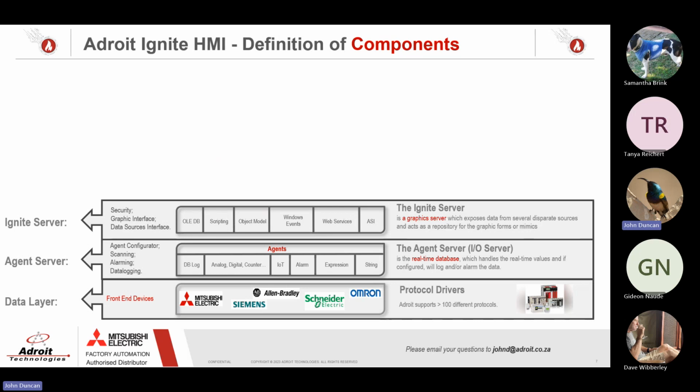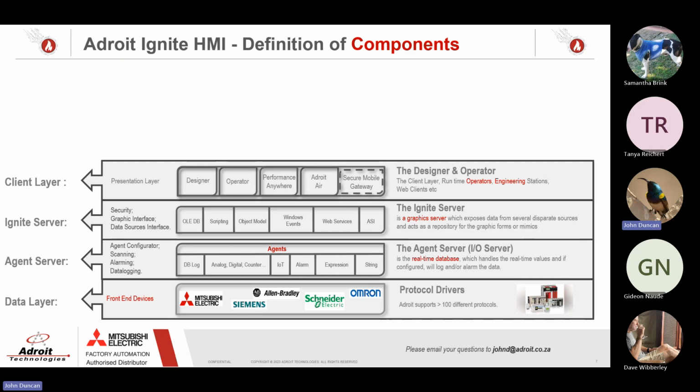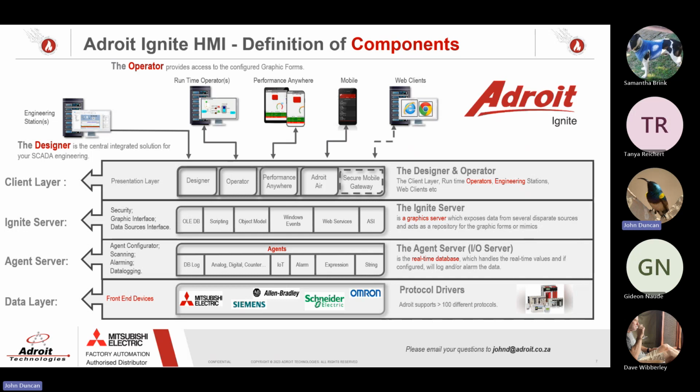Combined with that, we have the Ignite server, which is our graphic server, which exposes all the data sources and acts as a repository for all the graphic forms. On top of that, we have our client layer, which is our designer and our operators. Different kinds of operators that we have: real-time operators, mobile Adroit Air connections, and also web clients.